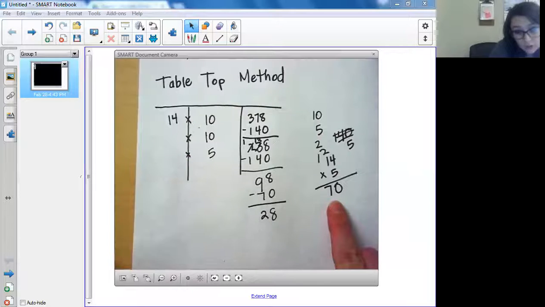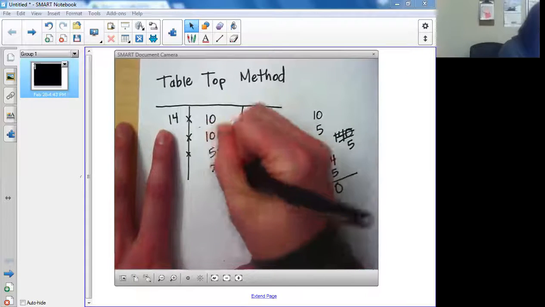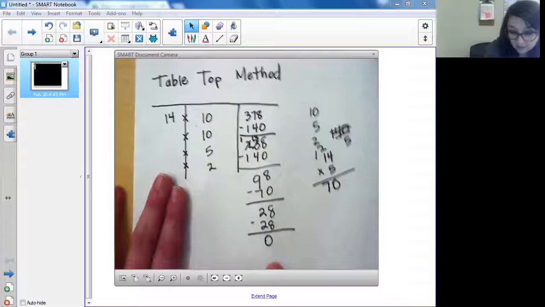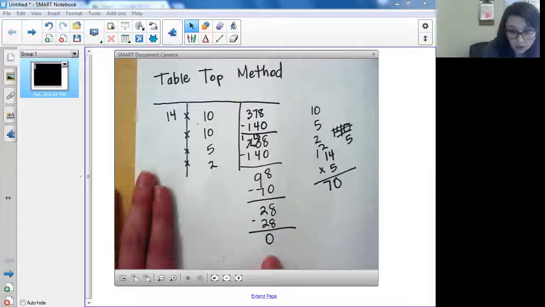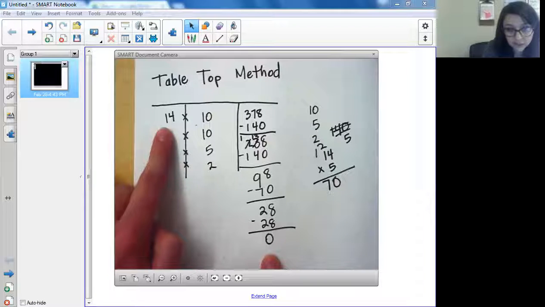If they get to the point where they just want to take out one at a time, they could. I can see that it's going to be a 2. So 14 times 2 gives me 28, and I get down to 0. If they have anything left over here in this column, we call that the remainder if it's less than what's in our column over here.